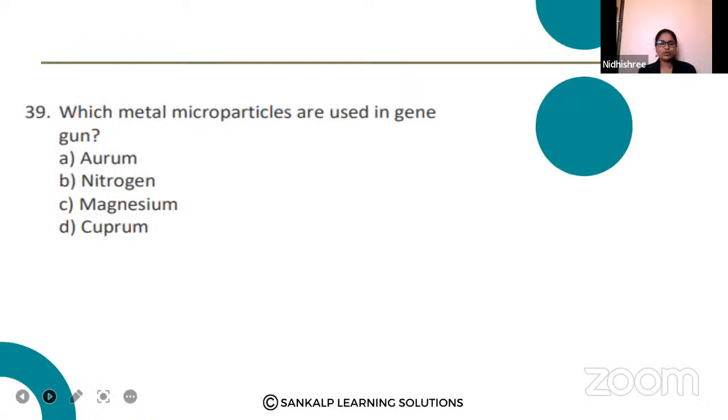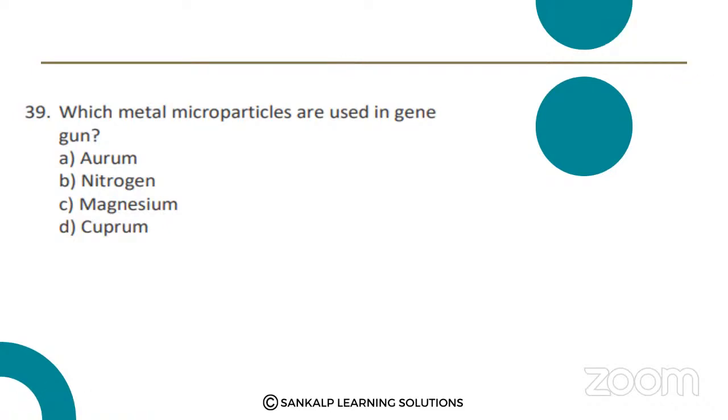The next question goes like this. Which metal microparticles are used in a gene gun? Option A, aurum. Option B, nitrogen. Option C, magnesium. Option D, cuprum. Option A, aurum. Deepti answered through the mic, and chat answers I got as option A by Suha TS, Deepti, Kanchana Raj, Lohit, Soumya, and Samrin Taj. What about others?